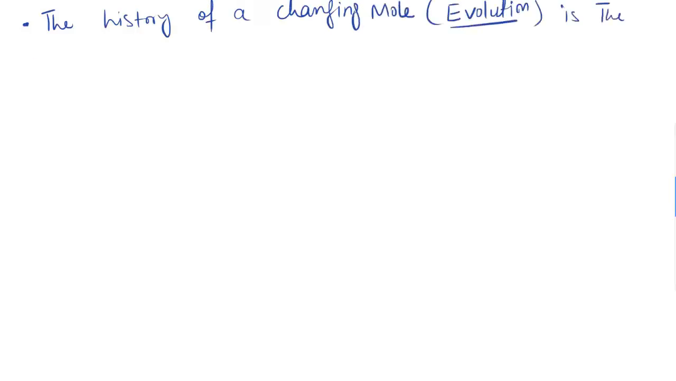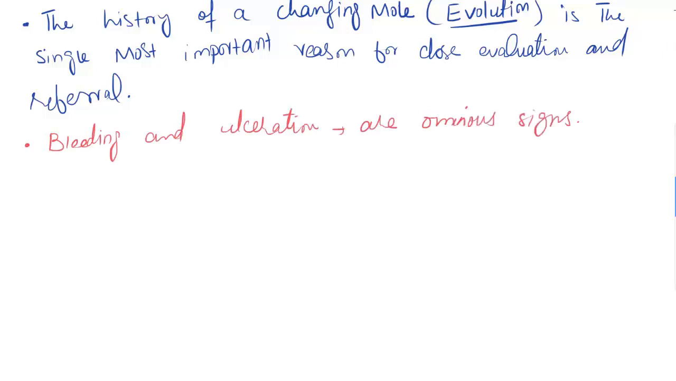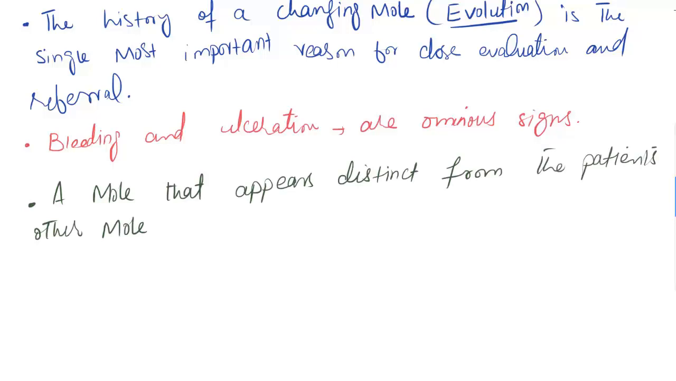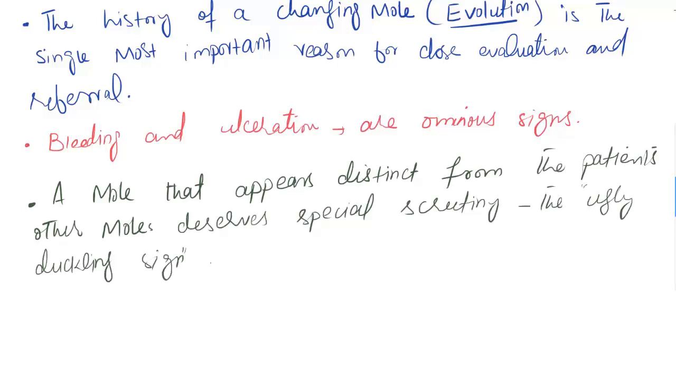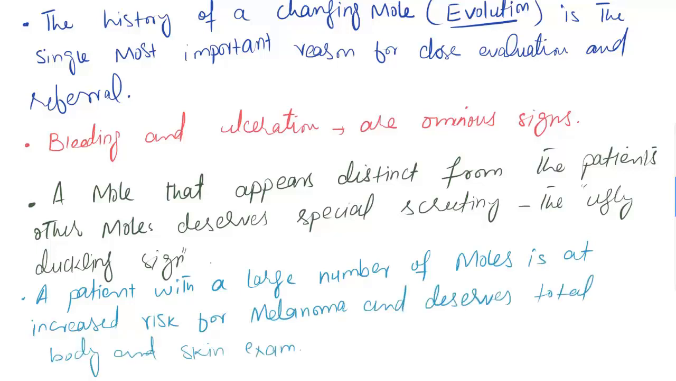The history of a changing mole, evolution, is the single most important historical reason for close evaluation and referral. Bleeding and ulceration are ominous signs. A mole that appears distinct from the patient's other moles deserves special scrutiny. A patient with a large number of moles is statistically at increased risk for melanoma and deserves annual total body skin examination by a primary care clinician or dermatologist.